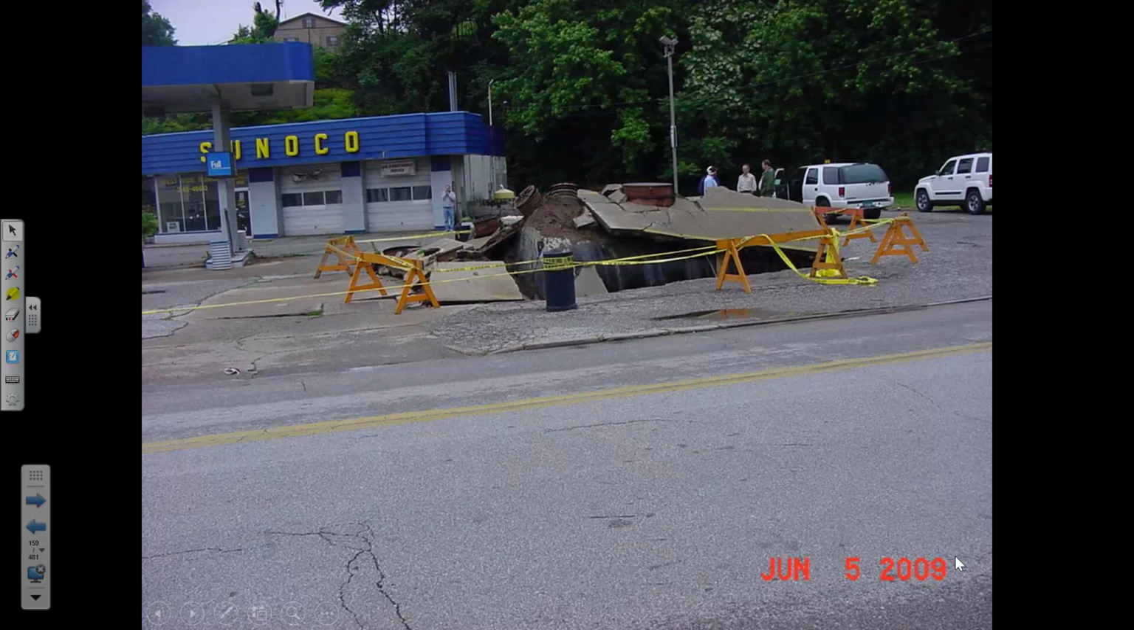Here's an interesting picture from Charleston. We've got a gas station, and it looks like a submarine has surfaced right in the parking lot of the gas station. But it's not a submarine. Anybody want to guess what that is? It's their gas tank. I guess that's the most logical explanation, right?